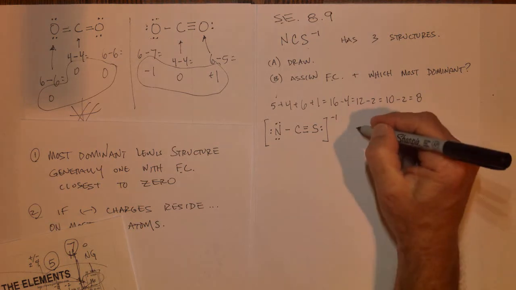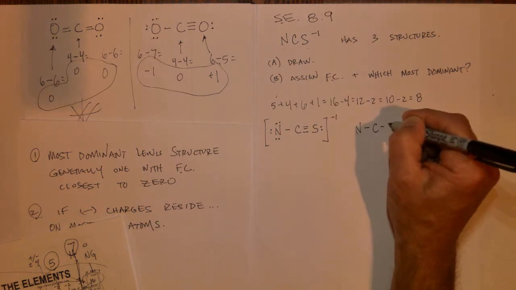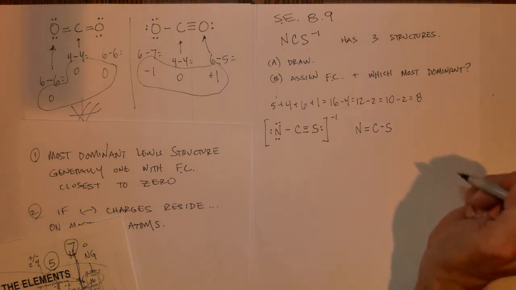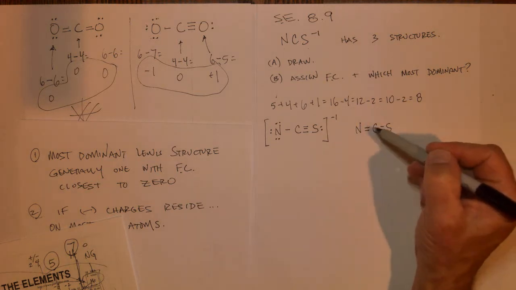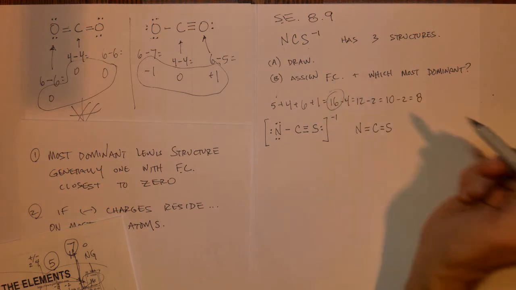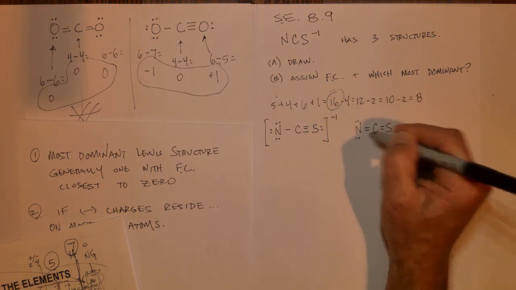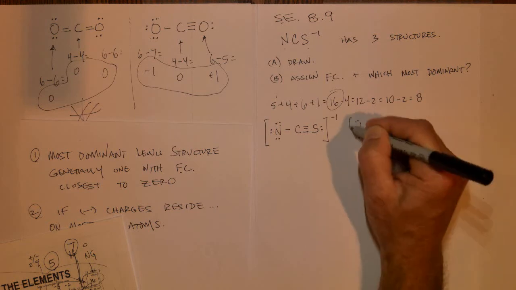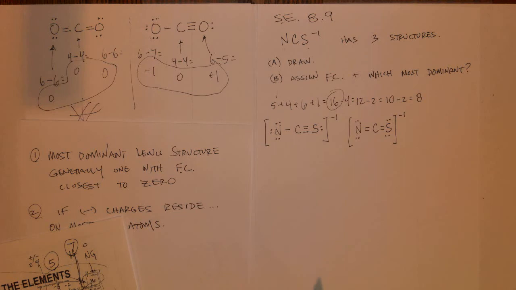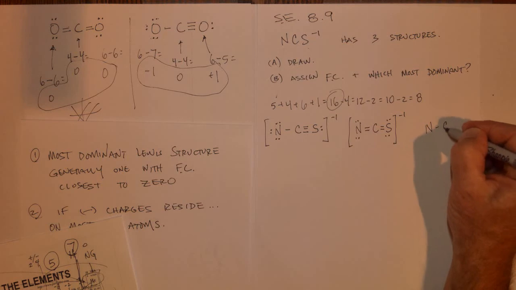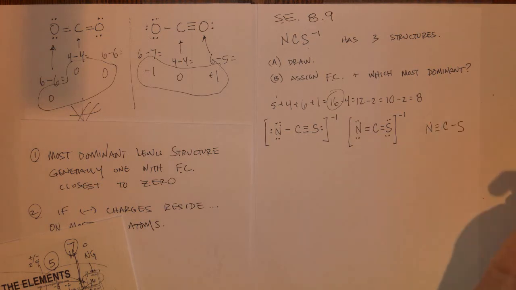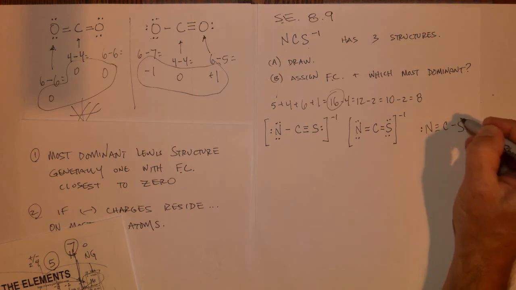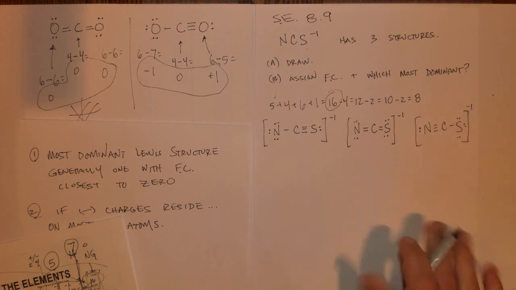Let's go back to where we were before, and let's do it this way. N, C, S, and this time, let's go a double bond here and a double bond here. 2, 4, 6, 8. I have 16 total, so I have 8 remaining. 2, 4, 6, 8. Brackets, -1 on the outside. Another possibility. You probably see the third possibility already. N, C, S, triple bond on this side this time. 2, 4, 6, 8. Brackets, -1 on the outside. 3 possibilities. Which is the best?